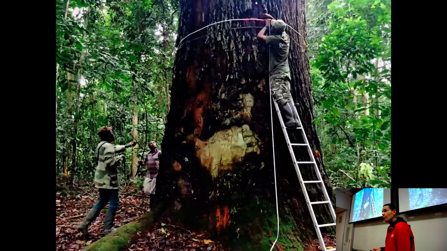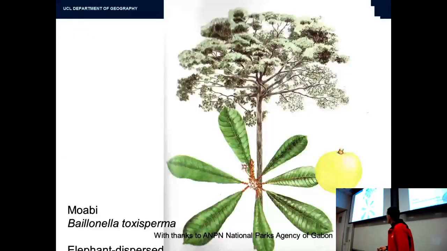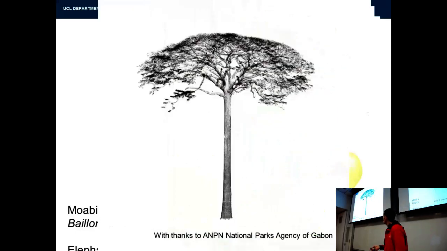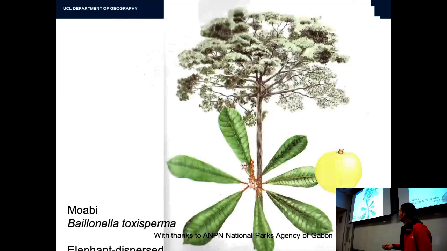Seed dispersal, so reproduction strategy. There's another tiny little tropical tree here. This is the Moabi tree, the Gabonese one that you saw early on. This is one that I showed you before. This is a LIDAR measurement of that tree, which has these huge seeds, very large seeds, which are primarily elephant dispersed. Primarily elephants, Yadavinda? Yeah.